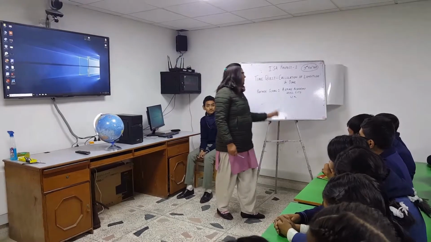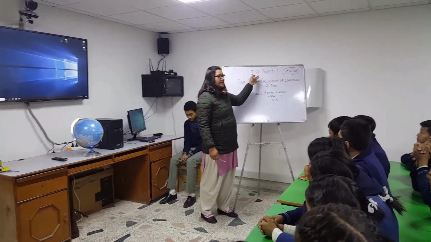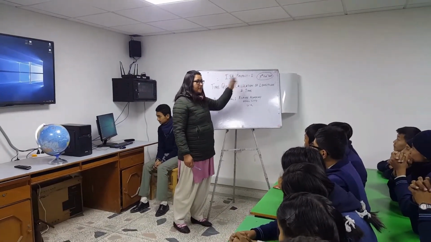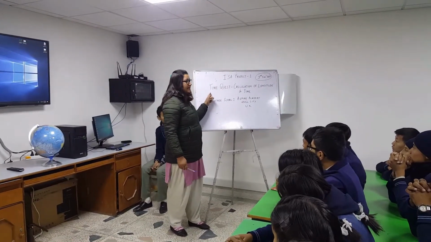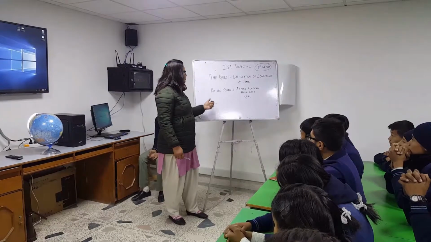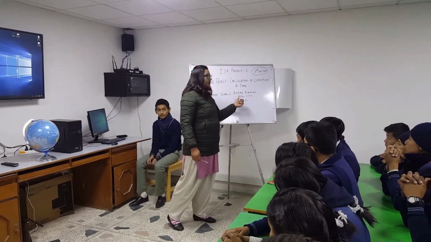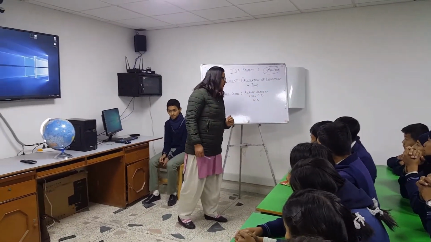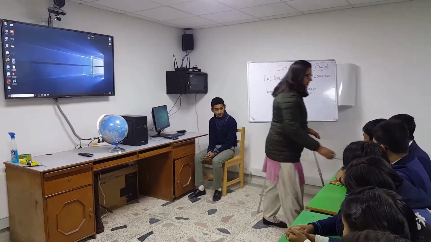So today we will be doing ISA Project 1, International School Award Project 1, and the title of the project is Time Quest: Calculation of Longitude and Time. And the partner school is Aspire Academy from Hull City. Okay. Now let's talk about longitude.